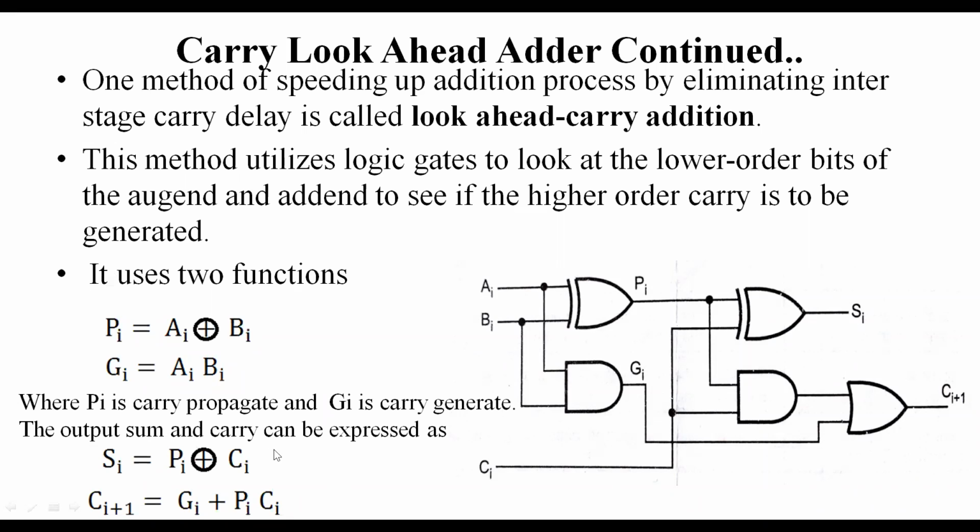The output sum and carry can be expressed as: sum equals, from the circuit diagram you can write, Pi exclusive OR Ci, nothing but Ai exclusive OR Bi exclusive OR Ci. Similarly, the final stage carry output Ci+1 equals Gi plus Pi into Ci. The circuit diagram which can be drawn: Ci+1, and this is the AND gate output, and this is the OR gate output. We are generating this as Gi plus Pi into Ci. This method utilizes the logic gates to look at the lower order bits of the augend and addend to see if the higher order carry is to be generated.